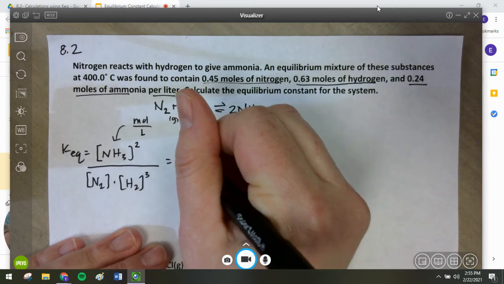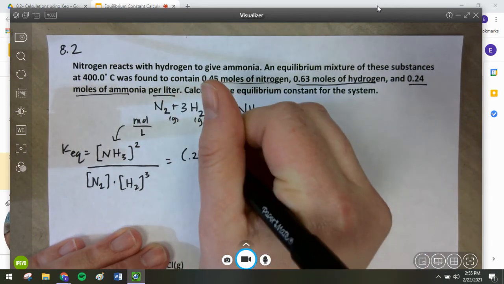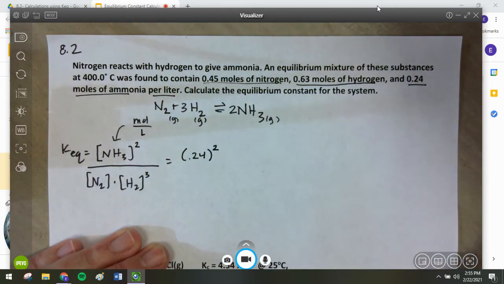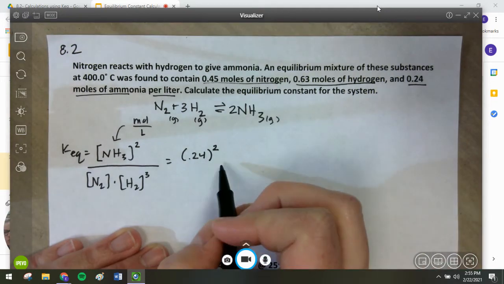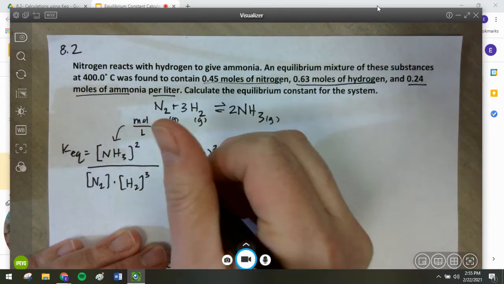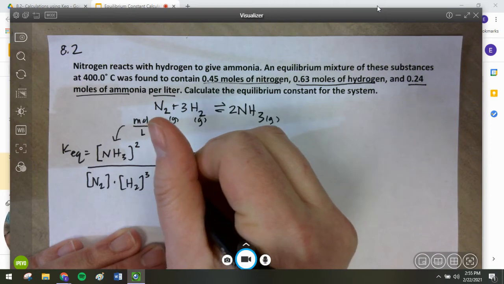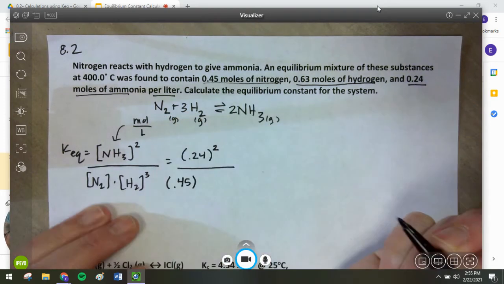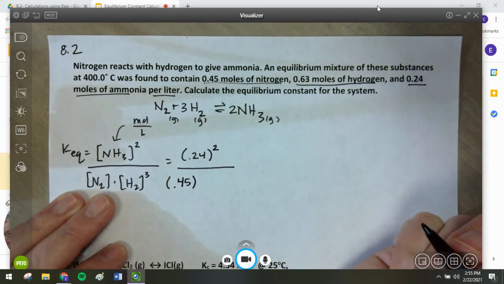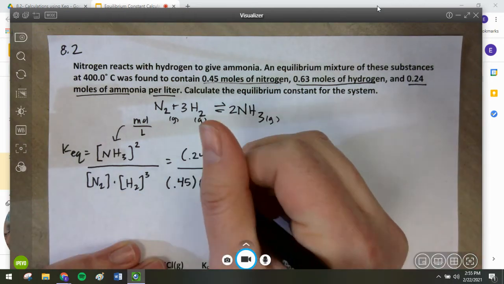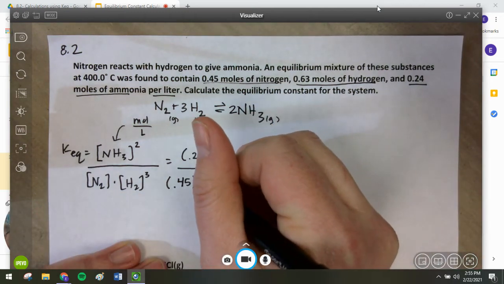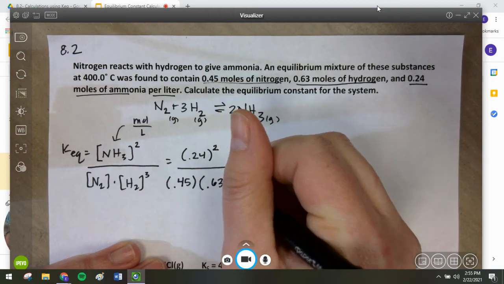So it's going to be 0.24 is my concentration for my ammonia, and that's squared. So what I'll do is I'll put that concentration in and square it. And then it's going to be 0.45 in the denominator for my concentration of my N2. And then my concentration of my H2 is 0.63, and I'm going to cube that.